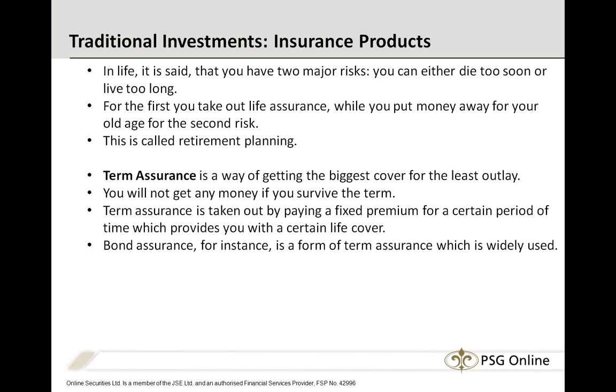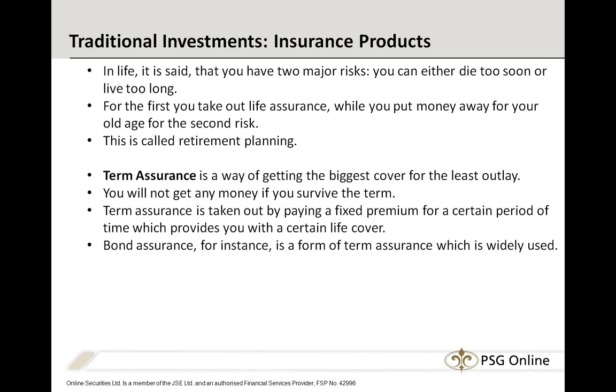Let's look at insurance products. There are two major risks involved in life: you can either die too soon or you can live too long. That's why you take out life insurance and put money away for your old age. The main thing is retirement planning. You get different kinds of products. We talk about term insurance, which is the biggest cover with the least outlay.